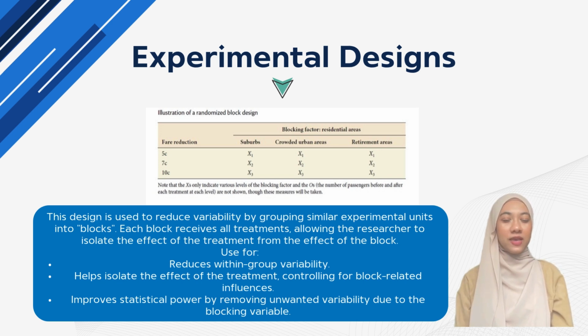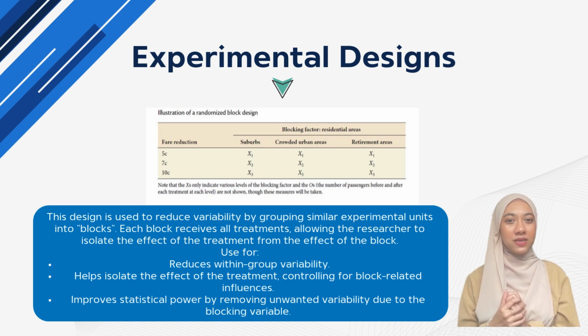The next type of experimental design is randomized block design. This design is used to reduce variability by grouping similar experimental units into blocks. Each block receives all treatments, allowing the researcher to isolate the effect of the treatment from the effect of the block.